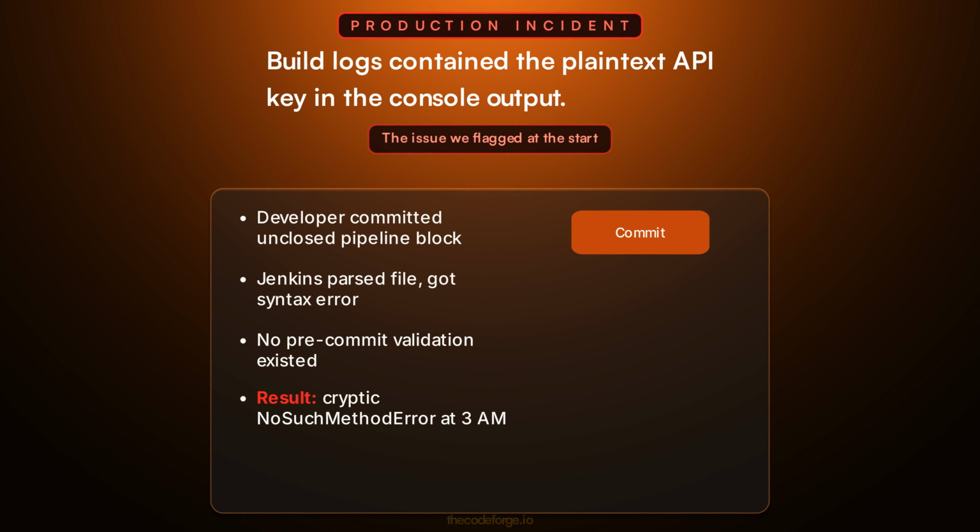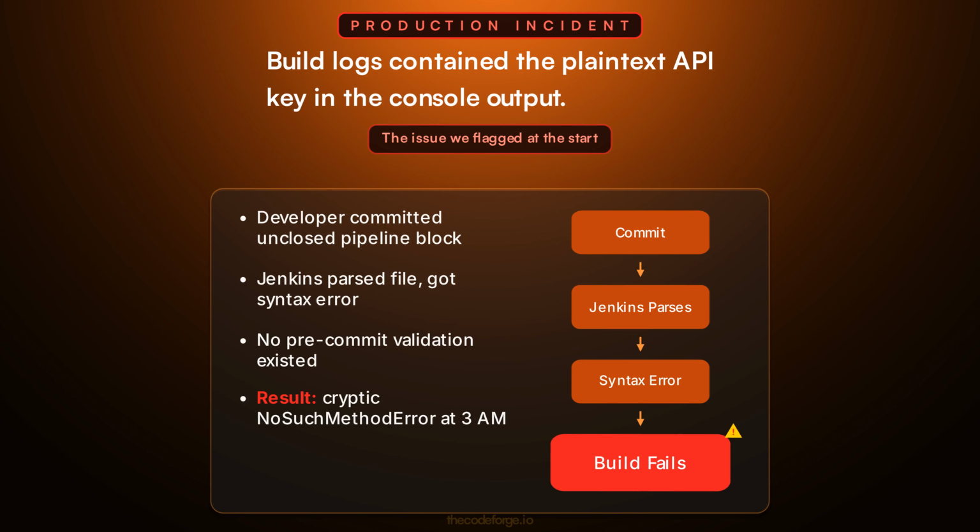This is the same issue we highlighted at the start. Here's exactly why that happened. A developer committed a Jenkins file with an unclosed pipeline block. Jenkins tried to parse it but hit a syntax error, resulting in a cryptic no such method error. Because there was no pre-commit validation, the error made it to production, causing a 3-hour outage.